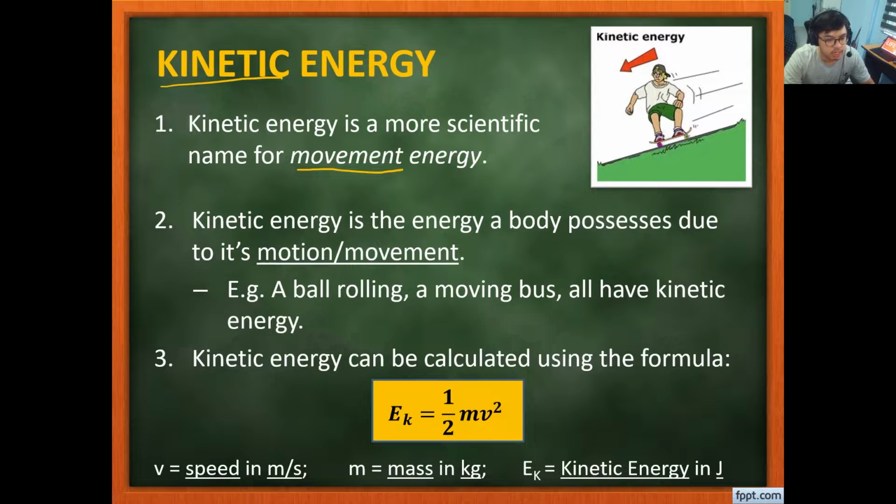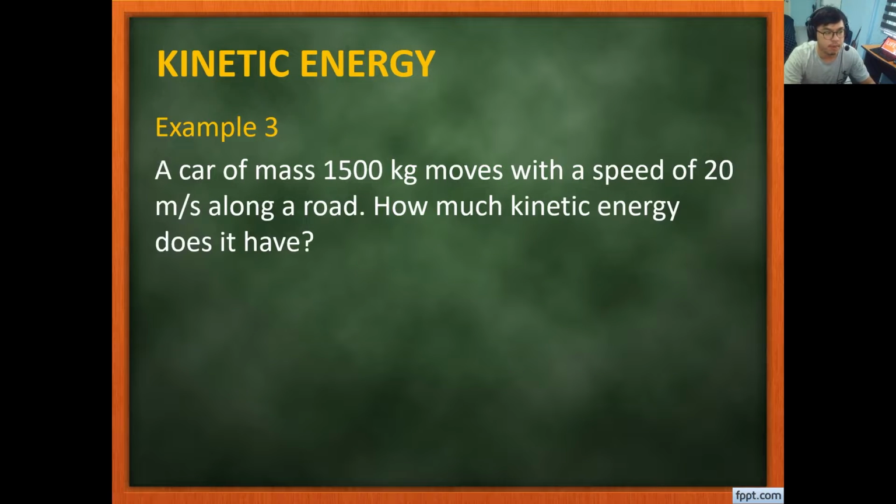Kinetic energy can be calculated using this formula: E with a small k, where k stands for kinetic, is equal to half m v squared, where m is mass and v is speed. E_k = 1/2 mv². That gives you the kinetic energy. Let's do an example to see how we're going to use this formula. A car of mass 1,500 kilograms moves with a speed of 20 meters per second along a road. How much kinetic energy does it have?